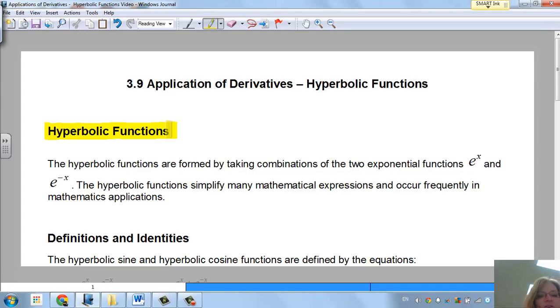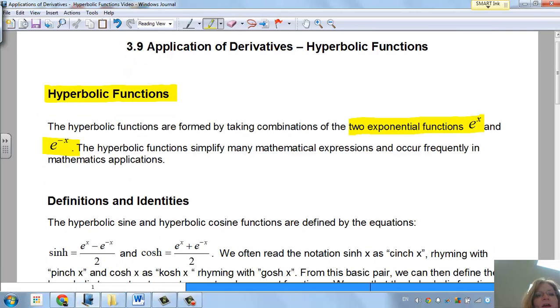Well, hyperbolic functions are formed by taking combinations of two exponential functions, e to the x and e to the negative x. The hyperbolic functions simplify many mathematical expressions and occur frequently in mathematical applications. Where I've seen the most of this is in engineering, but there are many other places. I'm just familiar with the engineering part, but this is used a lot.